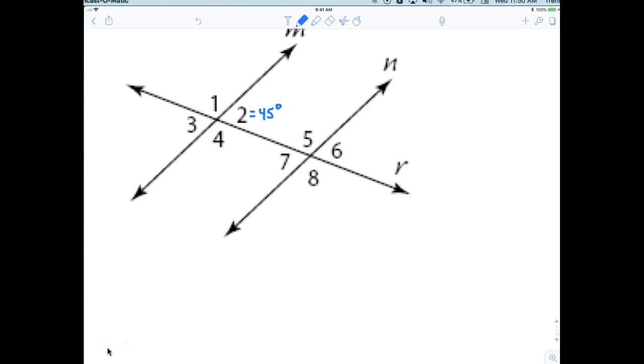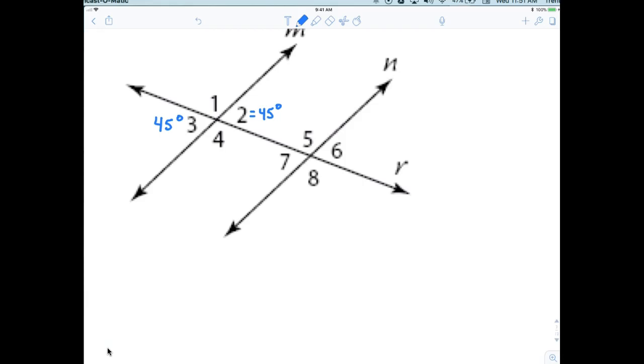3 equals 45. Yes, very good. Angle 3 is 45 degrees. Now the reason why it's 45 degrees, remember those are vertical angles. Those are vertical angles. All right, Julian, what else?